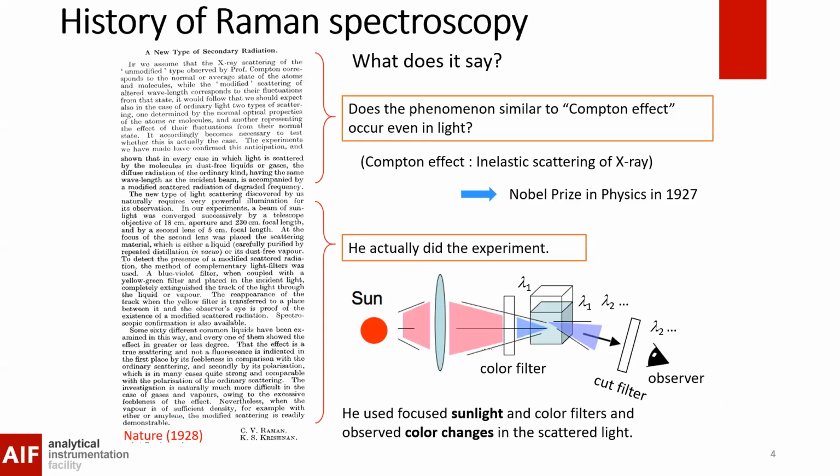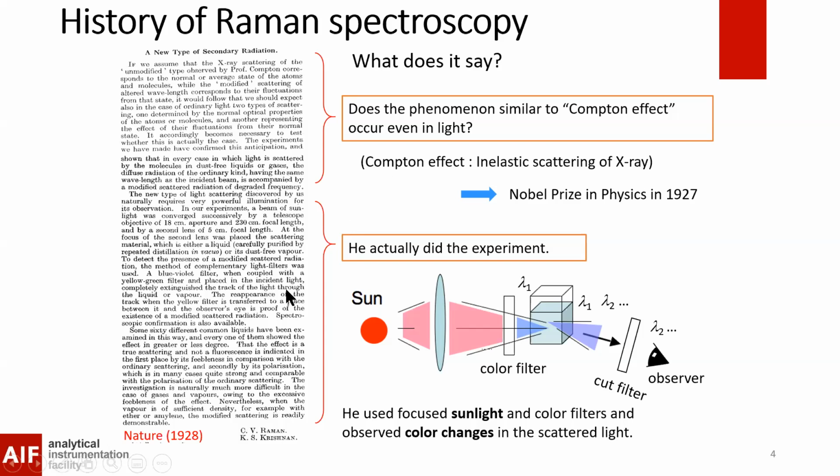And this is the first paper reported by Professor Raman. It was published in Nature in 1928, and this paper contains mainly two parts. In the first part, he explained why he came up with Raman scattering, and he predicted this inelastic scattering of light from the Compton effect. As you might know, the Compton effect is known as the inelastic scattering of X-rays, and the Compton effect won the Nobel Prize in 1927, only 1 year before this paper was published.